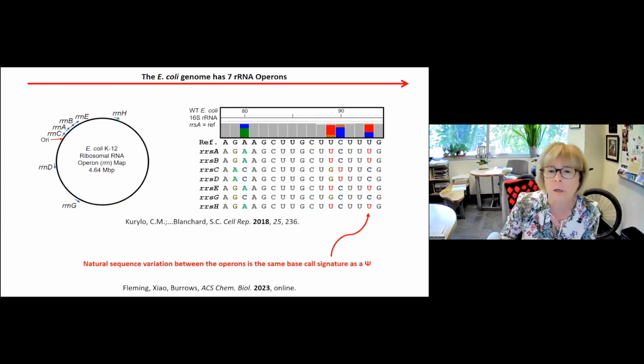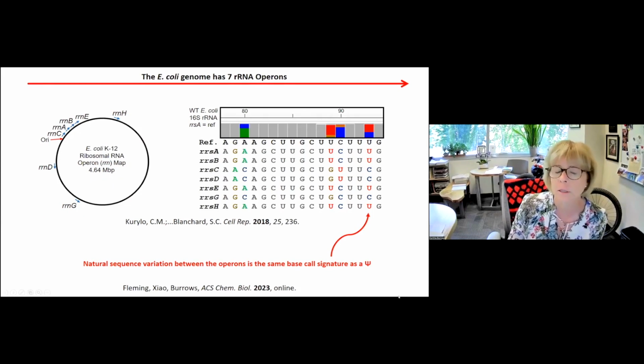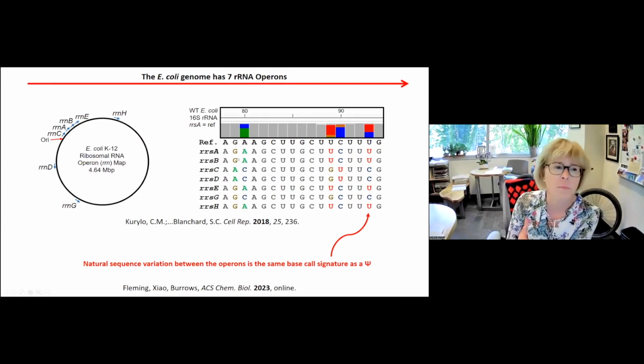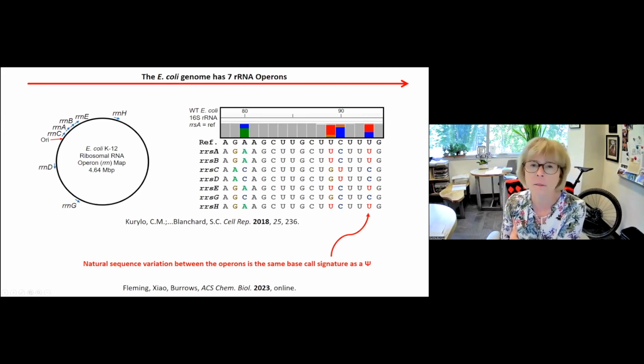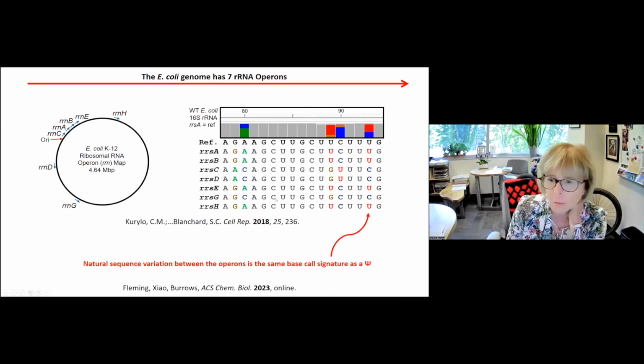Okay, the other thing that we've seen is that the ribosome in E. coli has 7 different operons, and these operons are very nearly identical, but they have some sequence variation.